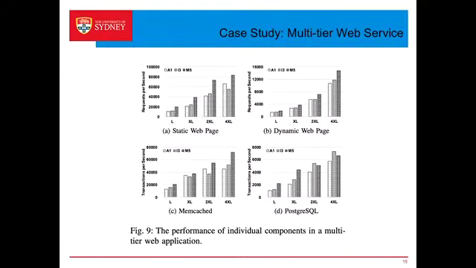Now let's take a look at our case studies. Multi-thread web service is a typical use case in public clouds. A multi-tier web service usually includes the following components: a web server as the front end, a database server to persist user data, and a cache layer for session sharing and caching database query results. And in this figure, we present the performance of these individual components, including serving static web pages, serving dynamic web pages, in-memory caching, and making queries to relational databases.